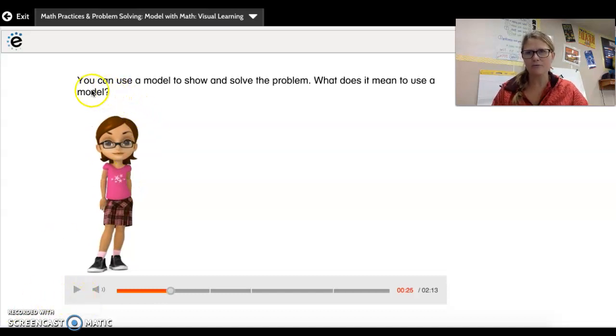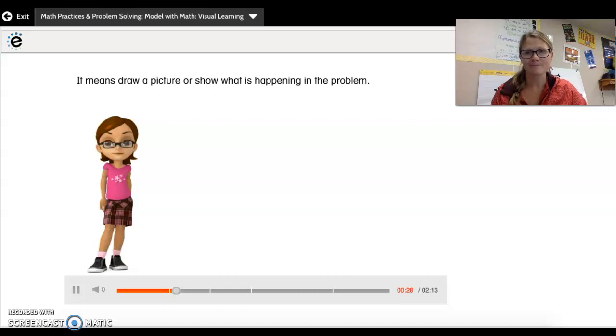So we've got to think about this. It tells us we can use a model to show and solve the problem. Remember, a model is some way for us to visually understand what it is we're trying to learn or show or figure out. So models in math can be equations, they can be pictures, they can be number lines, they can be bar diagrams. So let's take a look and see which one they're wanting us to use to model our math thinking.